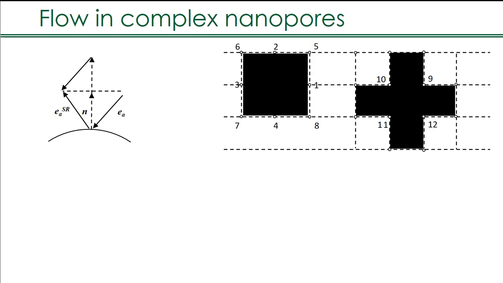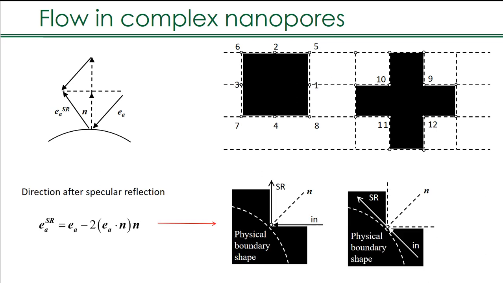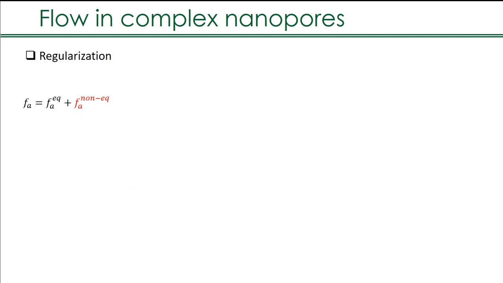So finally, we use the model to simulate transport in rough nanopores, in complex nanopores, which have boundaries with complex geometry. We divided the boundary lattices into 12 types as shown in the upper right figure on this slide. And we obtained the SR direction by considering the normal direction of the physical boundary shape rather than the boundary geometry in the LBM computational domain. For example, some typical SR directions at a concave boundary point are shown in the lower right figure on this slide. And then we simulate scenarios with complex geometry.